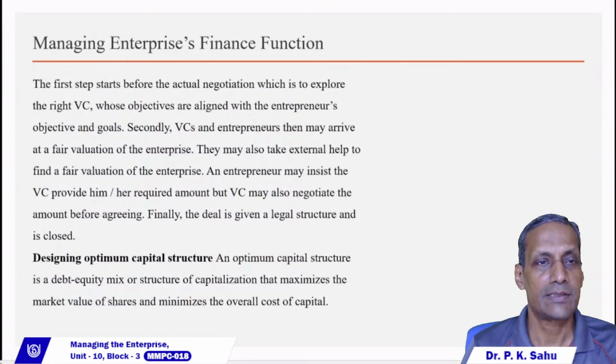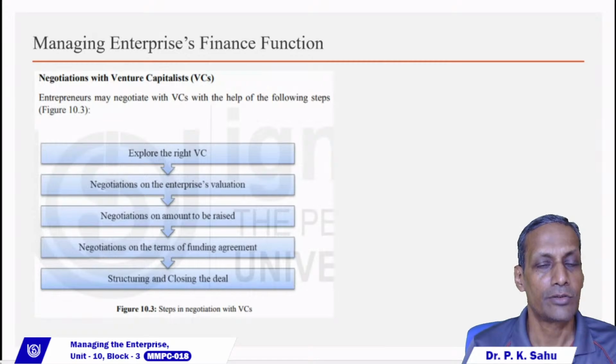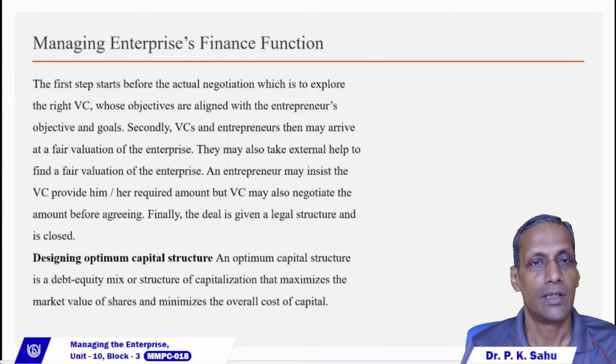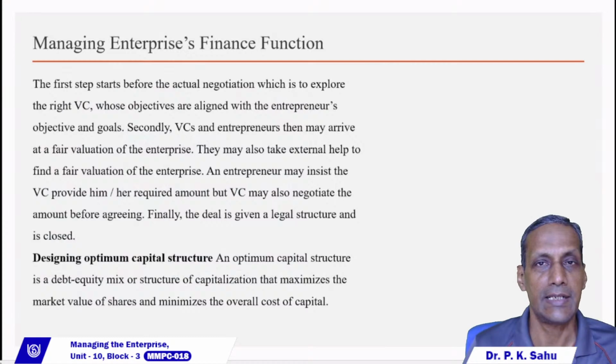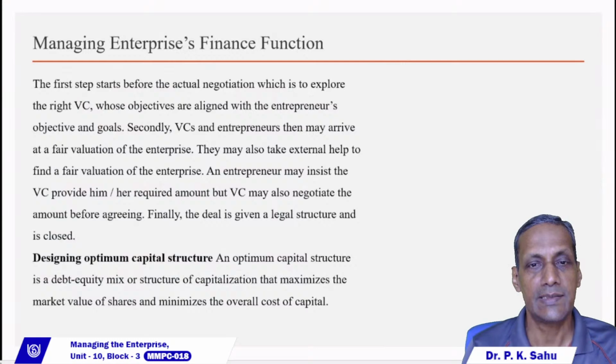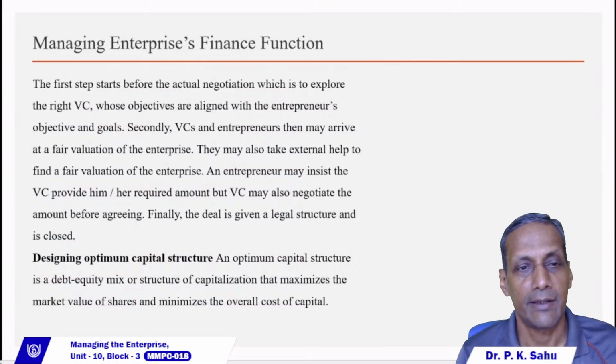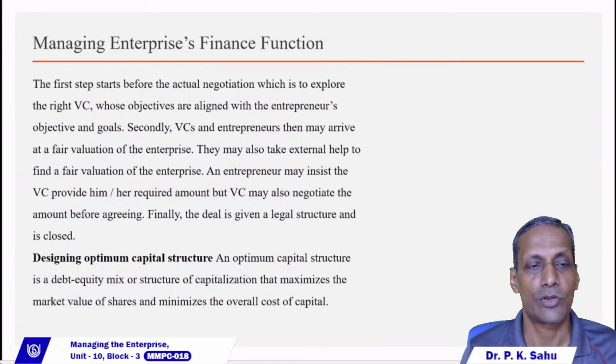As I told you, the first step of the negotiation with the venture capitalist starts before the actual negotiation, which is to explore the right VC whose objectives are aligned with the entrepreneur's objectives and goals. Secondly, VCs and entrepreneurs may then arrive at a fair valuation of the enterprise. They may also take external help to find a fair valuation of the enterprise. An entrepreneur may insist the VC provide him or her the required amount, but the VC may also negotiate the amount before agreeing. Finally, the deal is given a legal structure and is closed.